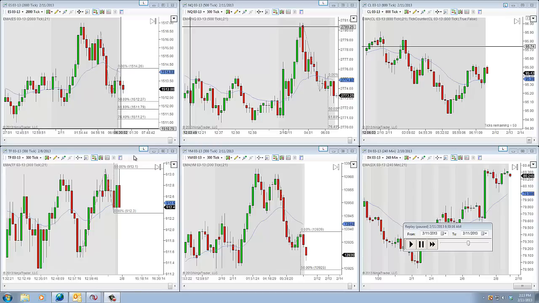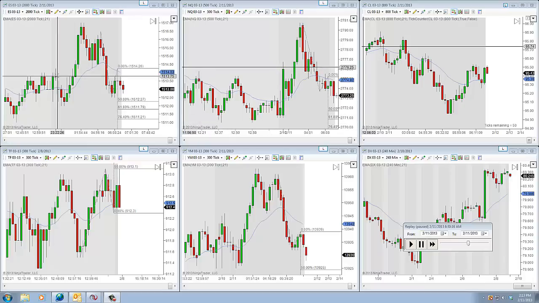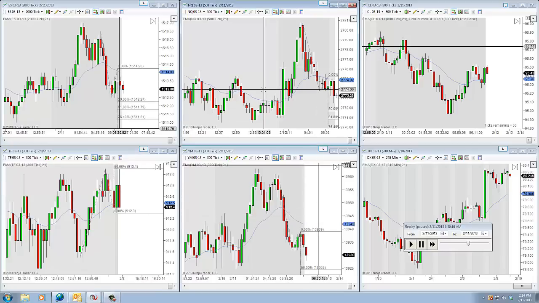So anyway, this is what I'm looking at in the morning. You can see I have the overnight set to a different color, so I know when the market opens, I'm looking at something in that time frame. And this is exactly what I look at in the morning.